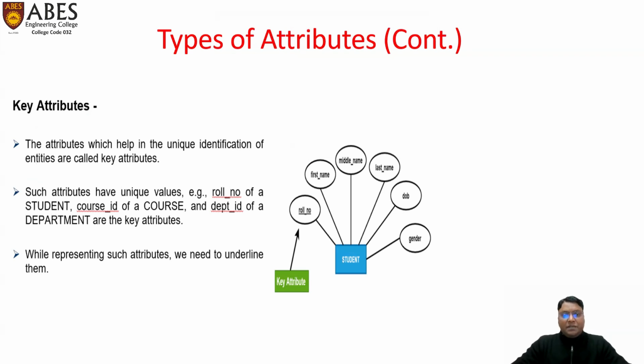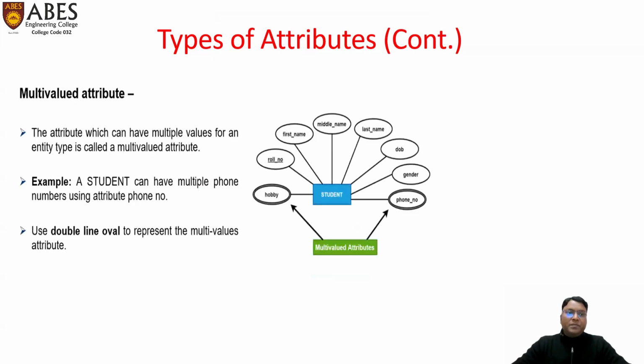Suppose we have a lot of attributes for the student. As you can see in the diagram, student has roll number, first name, middle name, last name, DOB, and gender. But here the roll number can uniquely identify the student among a list of students, because roll number is unique for every student. So such attributes have unique values, like roll number of a student, course ID of a course, and department ID of a department are key attributes. While representing such attributes, we need to underline them. As you can see in the diagram, roll number is underlined because this is the key attribute.